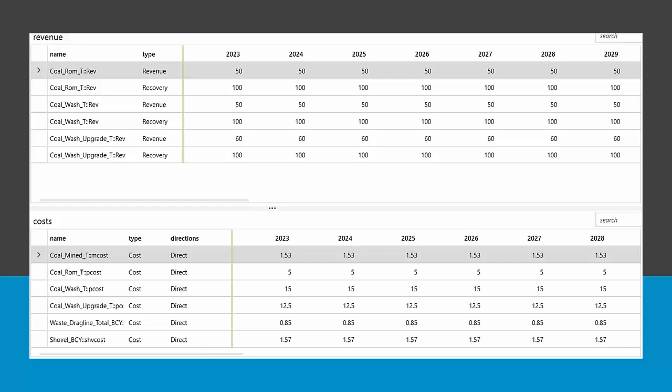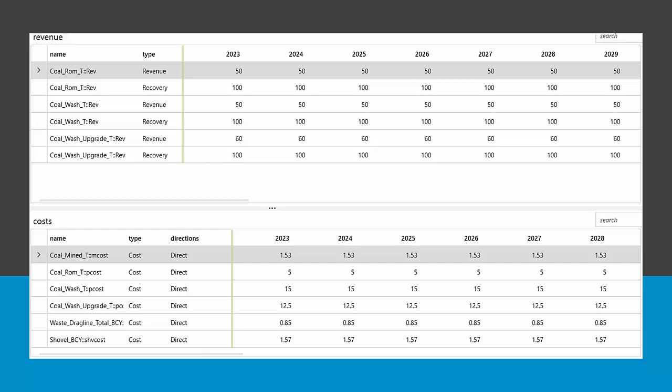And then I have a coal wash upgrade that produces a superior product that we can sell at a higher price. And so now Scheduler is going to see those three revenue choices and decide where to send material based on availability and blending in order to maximize that NPV. And we have a mining cost, processing cost for the ROM, for the wash, et cetera, for the upgrade, dragline, as you can see here, and shovel.